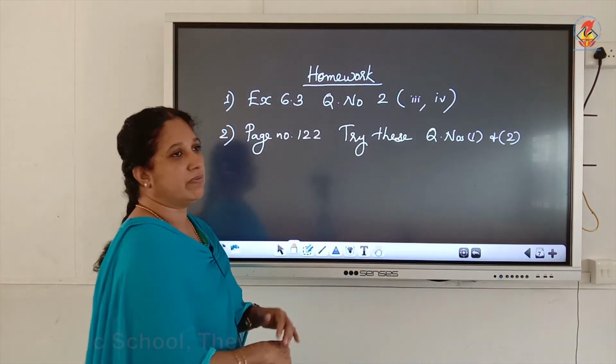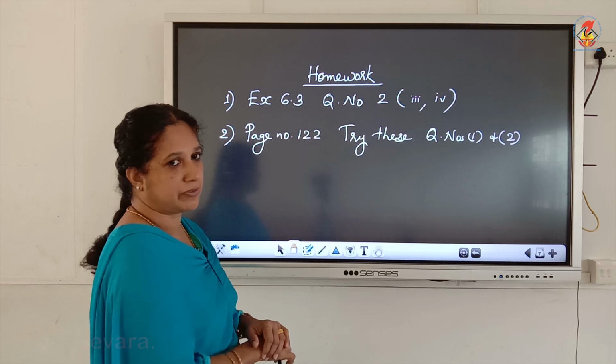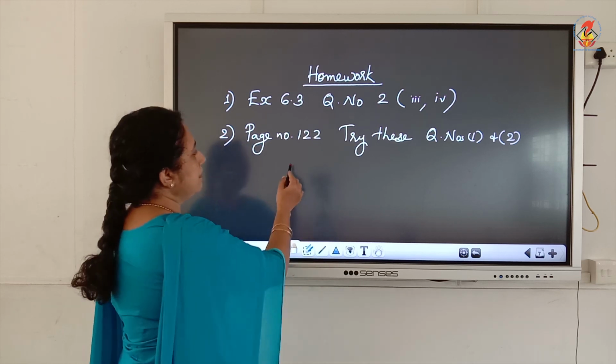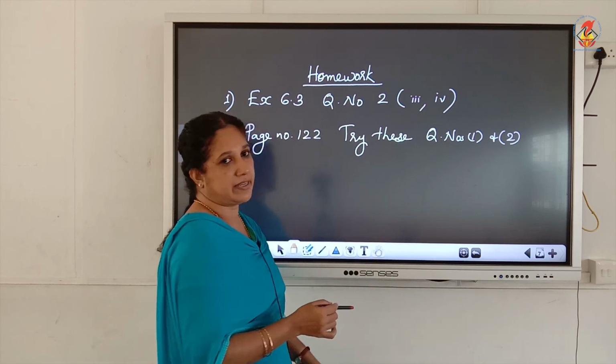Now we have the homework: exercise 6.3, question number 2, third one and fourth one. Then page number 122, try this, and question numbers 1 and 2.